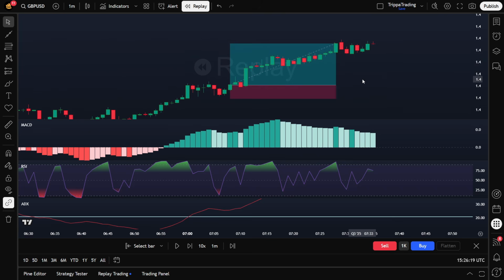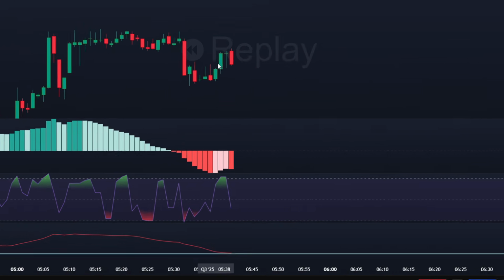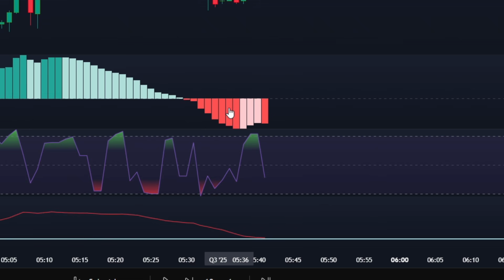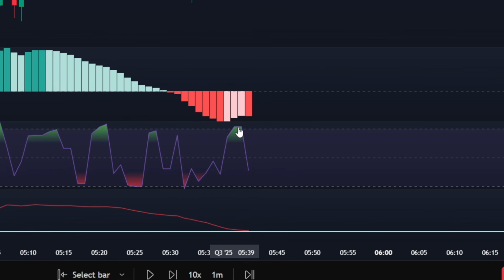Now let's go through a sell example. In this case, the MACD histogram is below the zero line and showing red bars, so we know the market is trending down. We then see RSI spike above 90, telling us that the price might be overbought temporarily. We don't jump in right away, we wait for RSI to close back below 90.